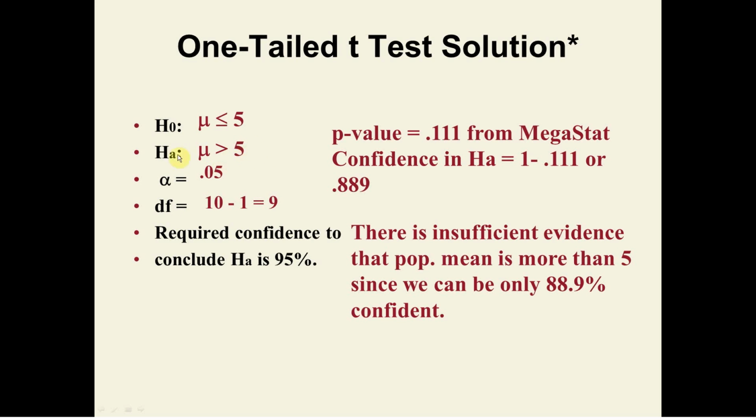Notice that we always talk about the alternative. We don't talk about the null. We always talk about we can only be 88.9% confident. So even though that's pretty confident, it's not confident enough.